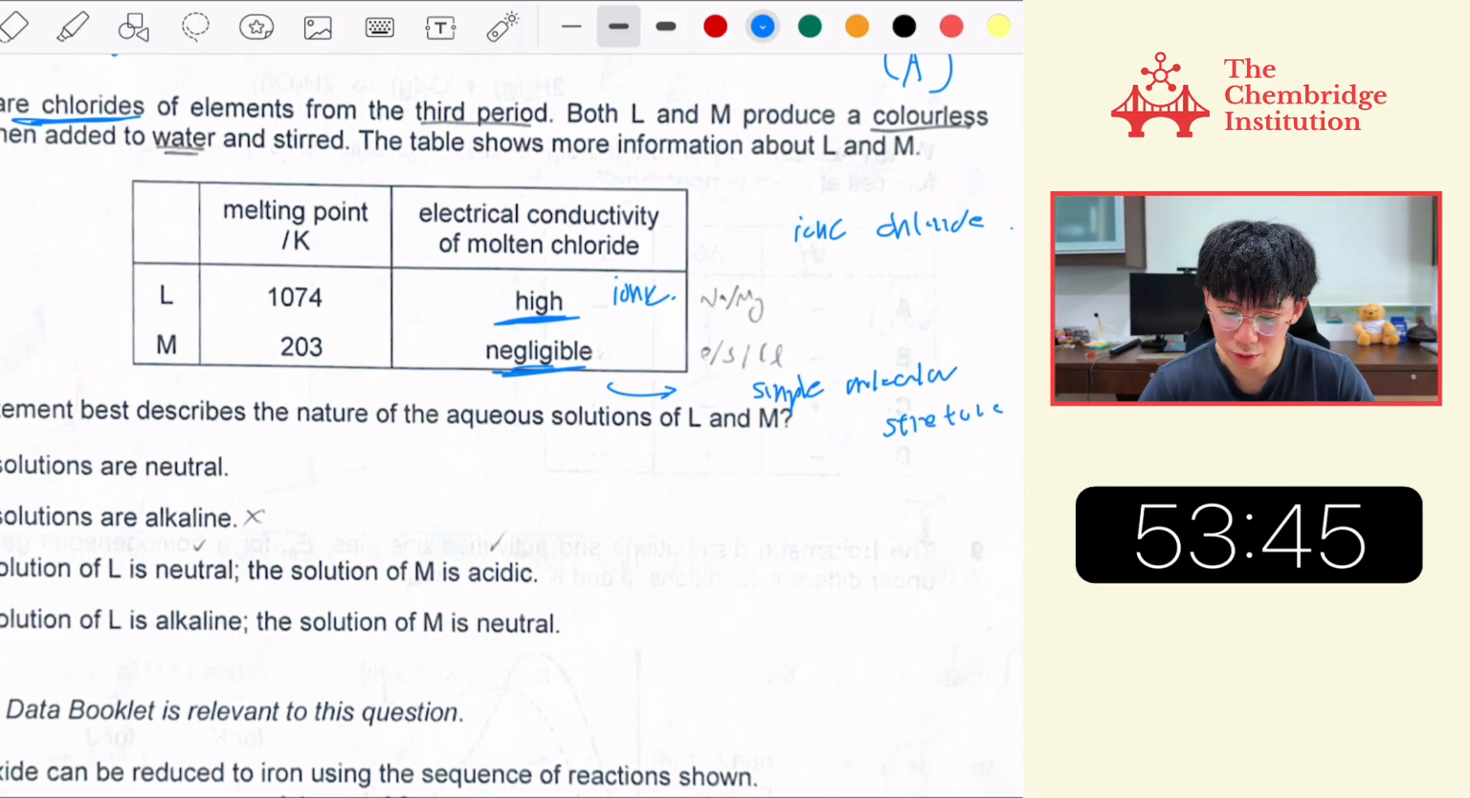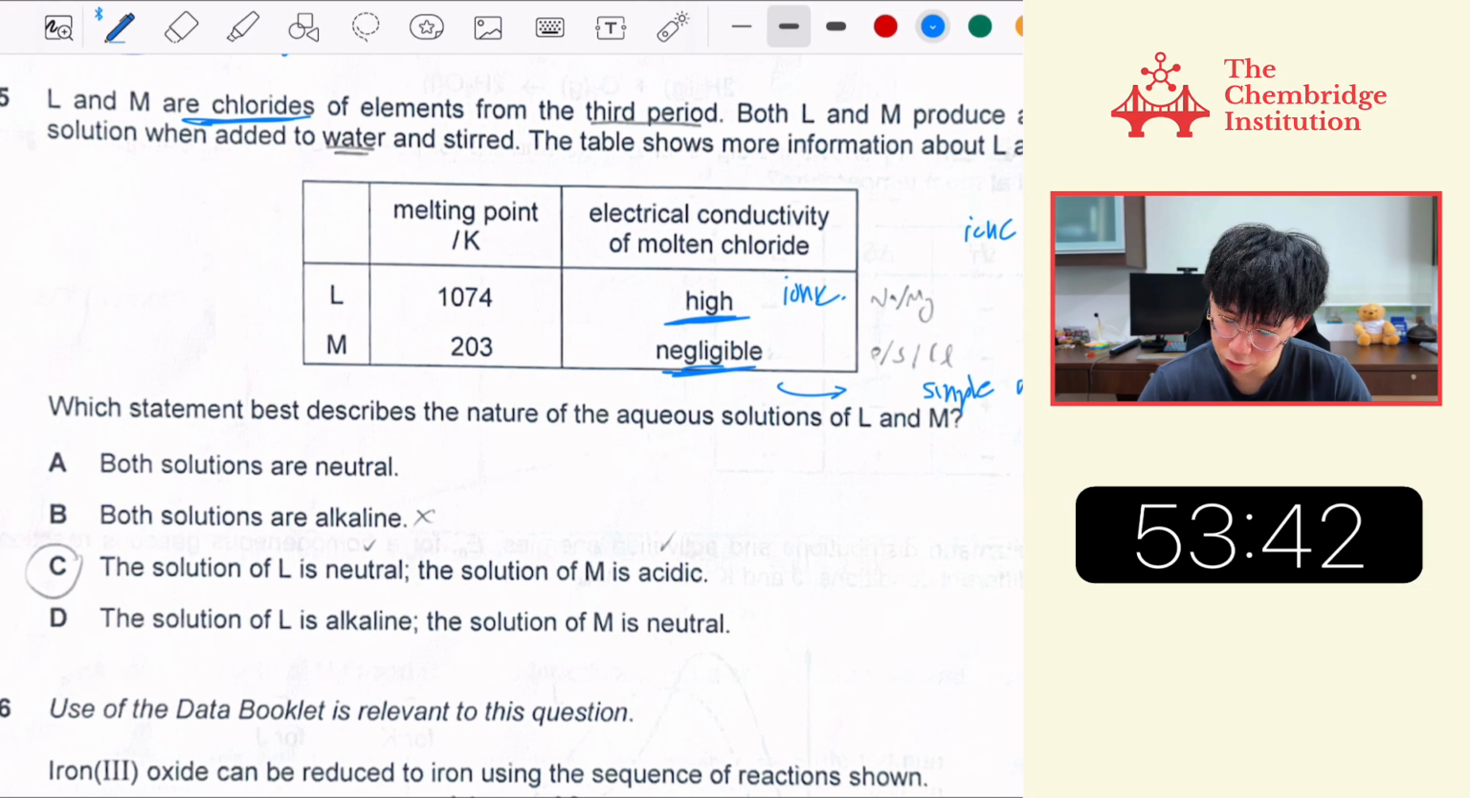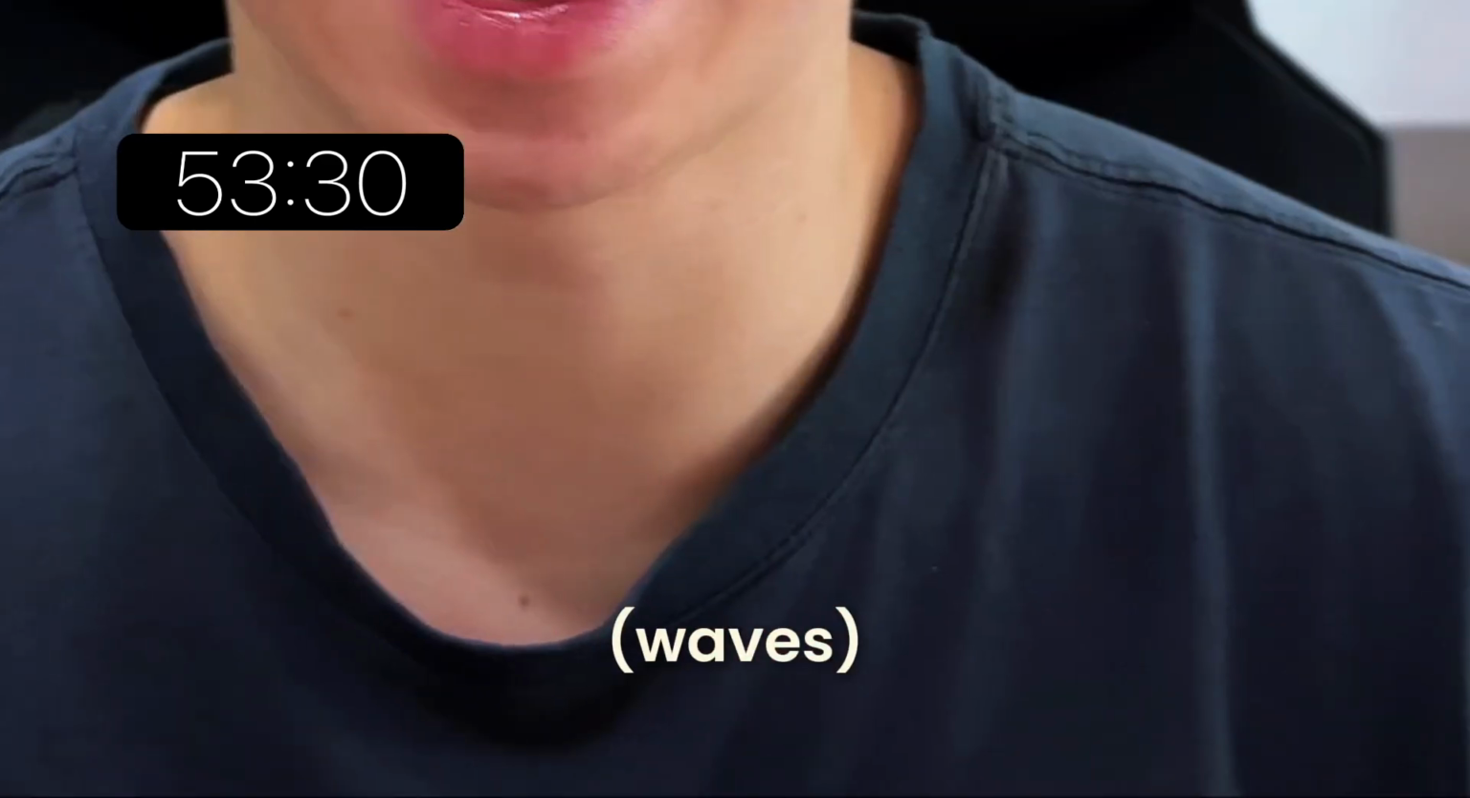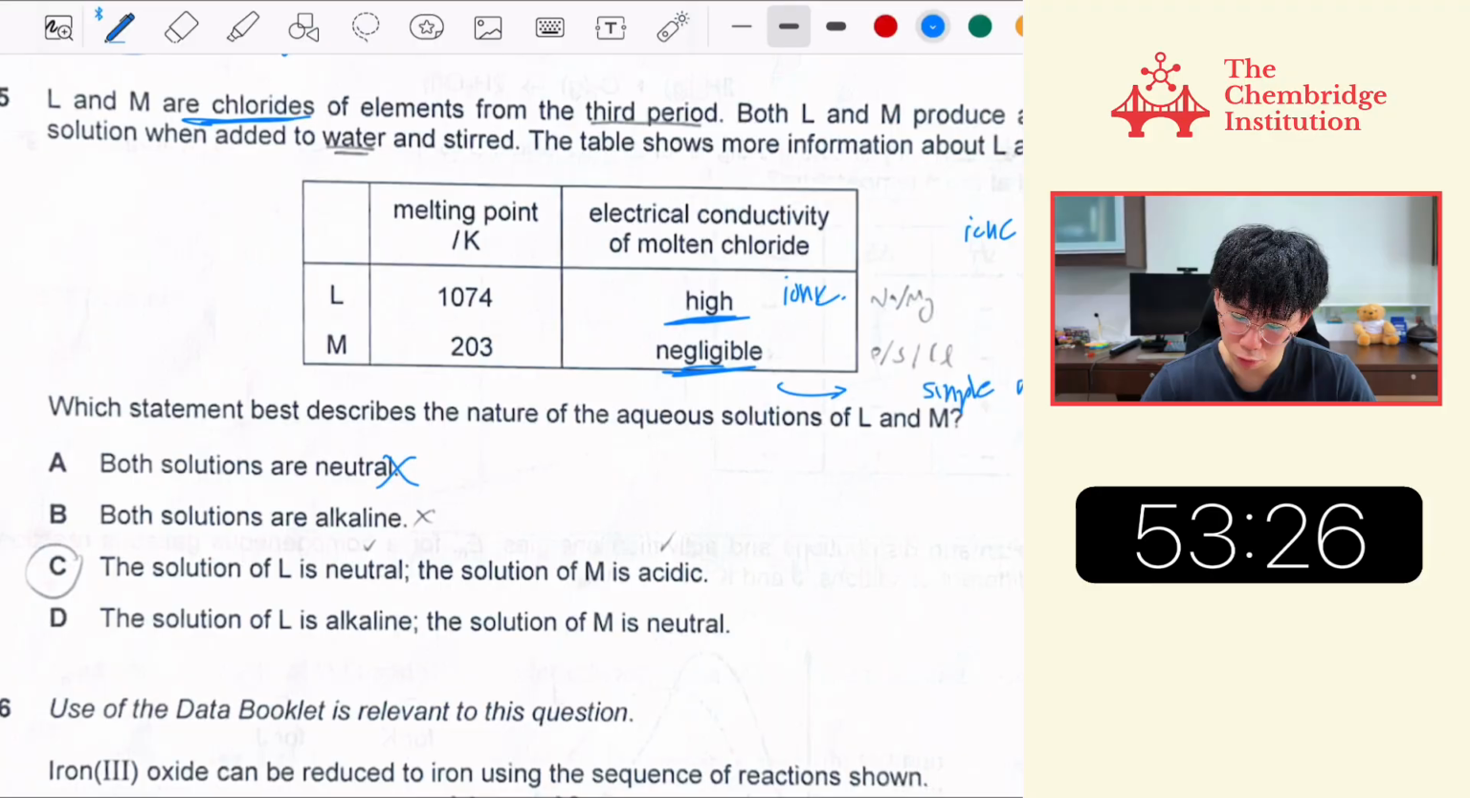Okay, so they say best describes the solution. So it says both solutions are neutral. This is definitely no, because if M is PCl, definitely you'll give an acidic solution. You'll give HCl in the background, basically. Both solutions are alkaline, definitely no. Okay, we already said M is most likely acidic. Then solution of L is neutral, solution of M is acidic.